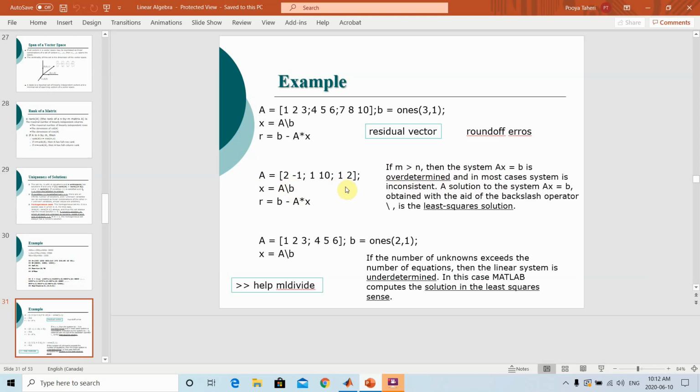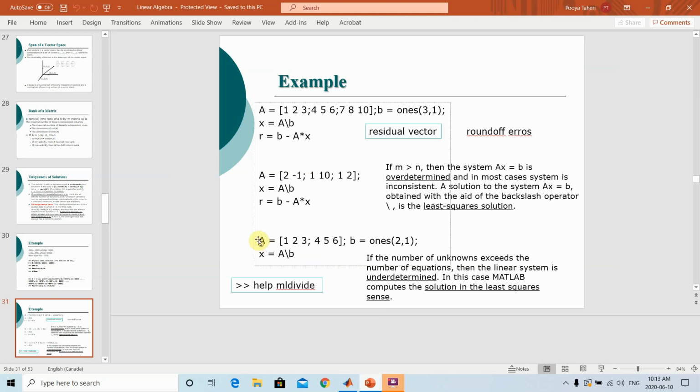This is not always the case though. You can have an overdetermined system that has a solution, right? How can you find this out? By finding rank of A and rank of AB, and if they're equal, it means that you have a solution for the system.